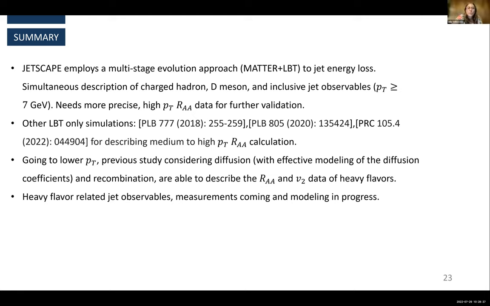And one more question. Will you be able to also describe Quarkonia? Actually, the last question, I couldn't hear it. I said, will you be able to describe Quarkonia? Right. So Mike Strickland is working on adding a module for doing Quarkonium suppression.